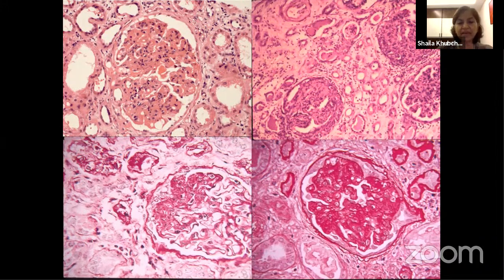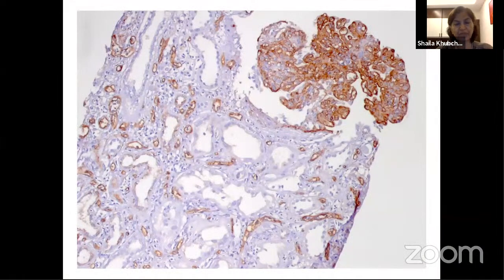But this, depending on the time profile and by looking at the other glomeruli, you can decide whether this is a primary FSGS or a recurrence of a known patient having FSGS in the pre-transplant days. This is secondary to a humoral rejection or a T-cell mediated rejection, and can come as a cyclosporin toxicity lesion.